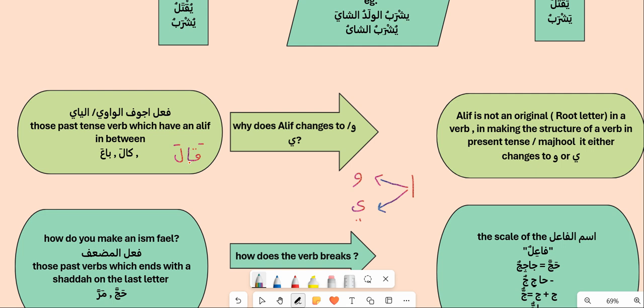That means this alif is not original. So what is the original root letter of qala? It is qa, wa and la. So originally it is qawwala.